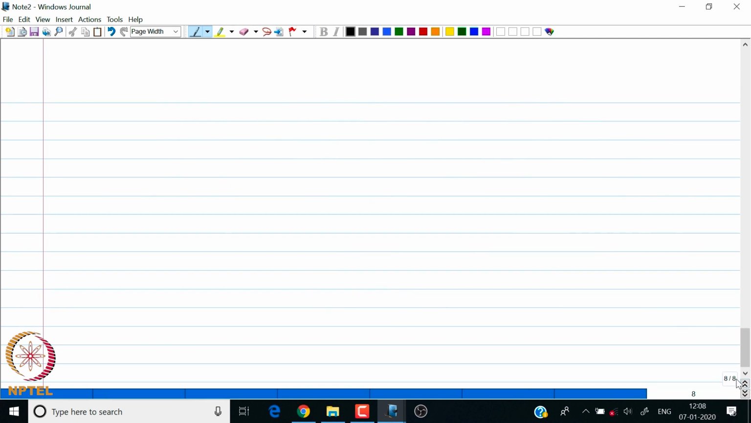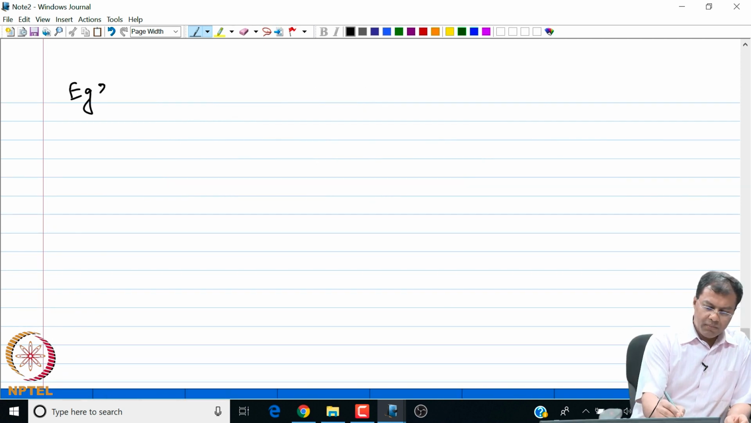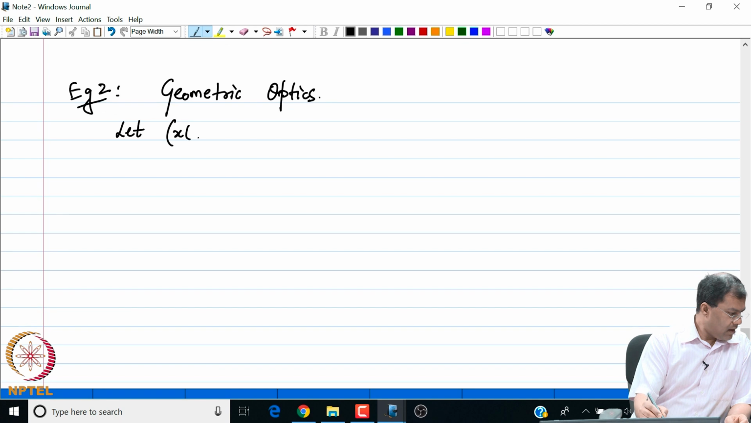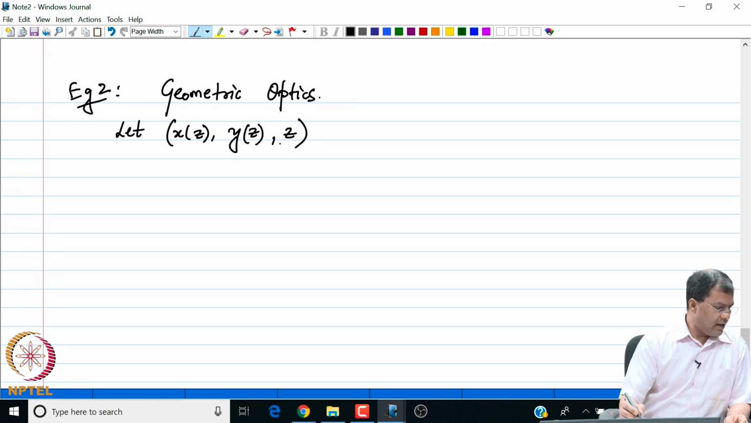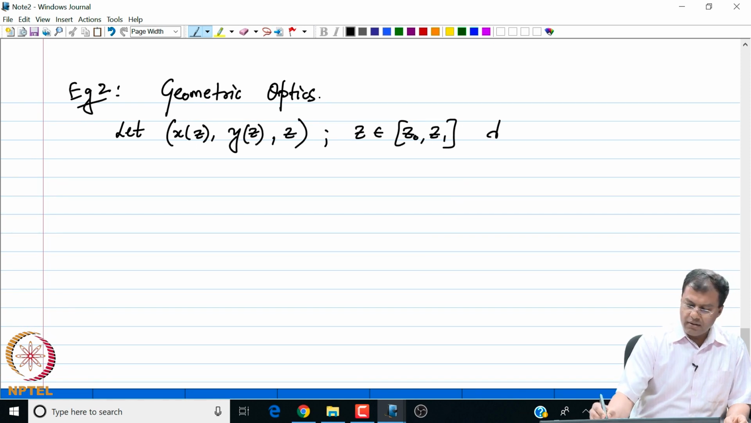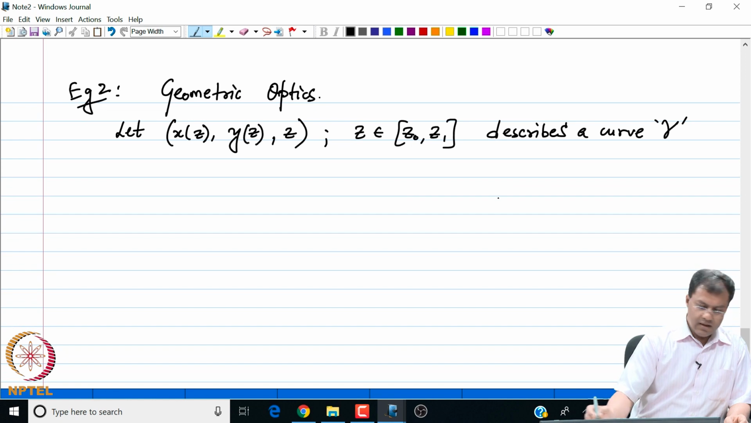So, let us look at an example in geometric optics. Let me say that I am given a coordinate system x, y, z, where z is the independent variable and lies in an interval which is a subset of R. It describes a curve gamma, right.